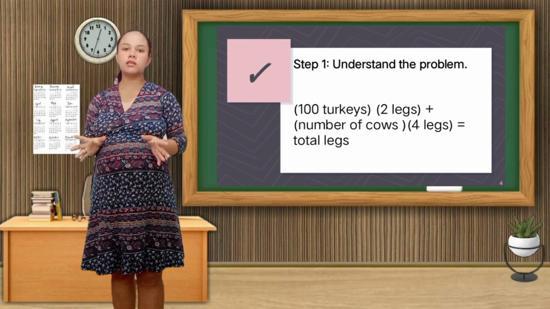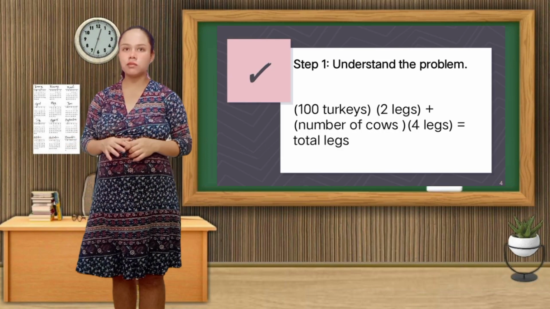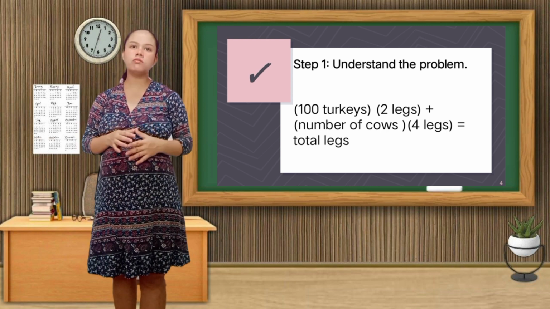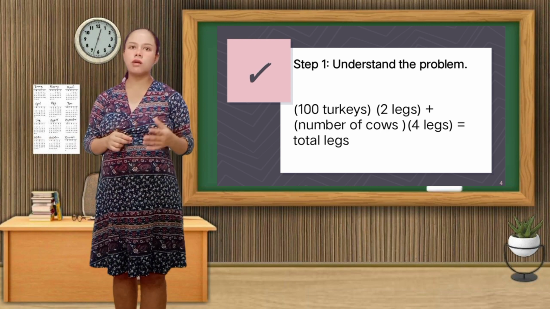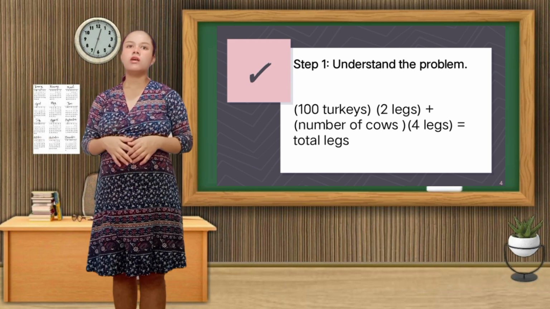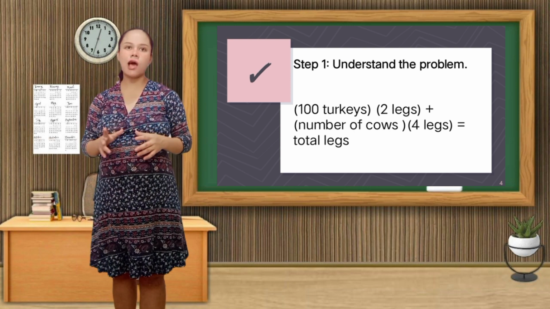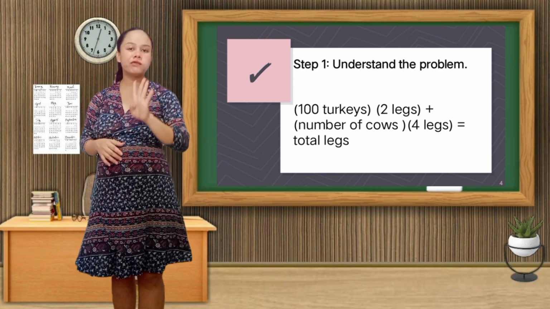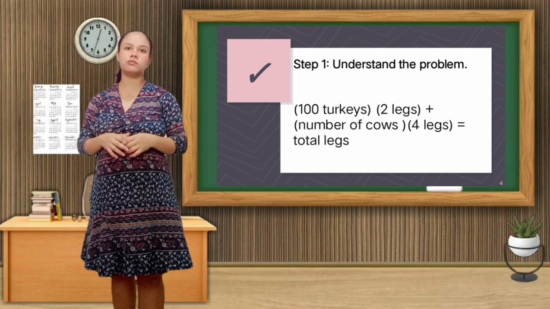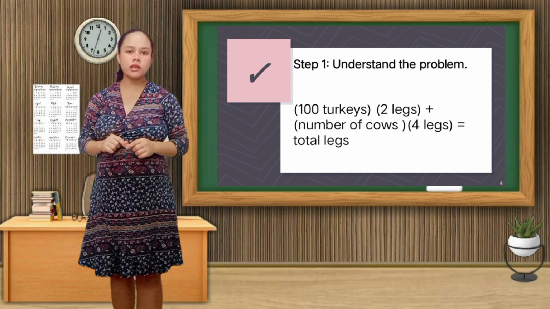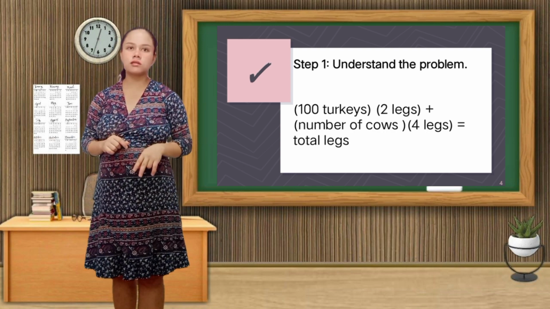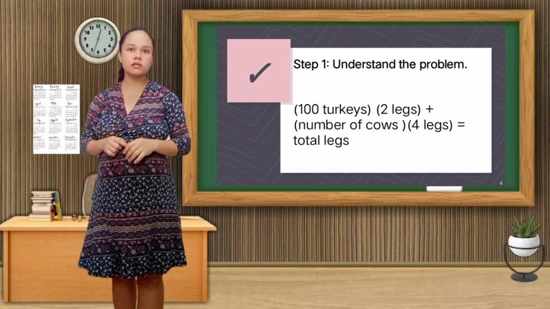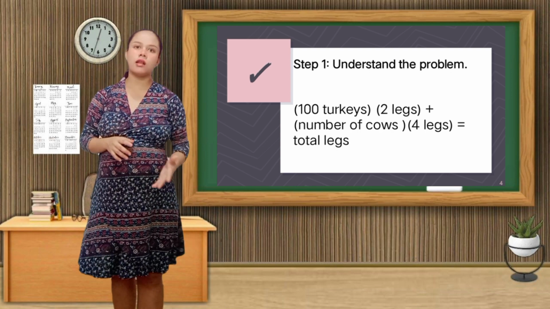Step 1, let's understand the problem first. We are trying to count how many legs the animals have in total. The animals are turkeys, which have 2 legs each, and cows, which have 4 legs each. So 100 turkeys times 2 legs plus the number of cows times 4 legs is equal to the total legs.